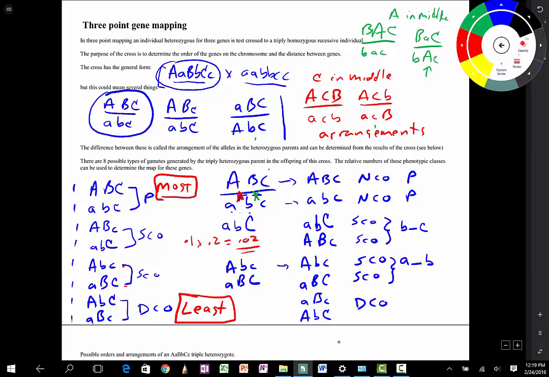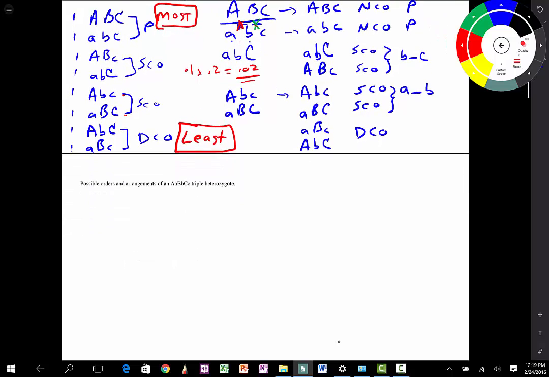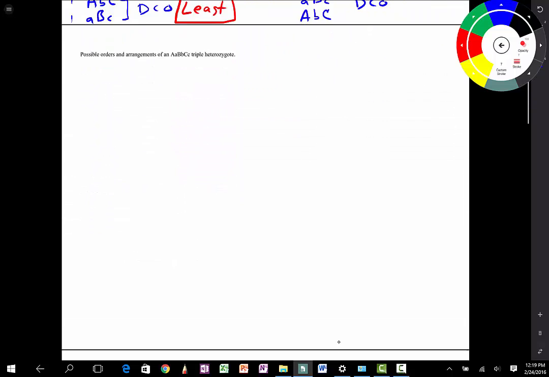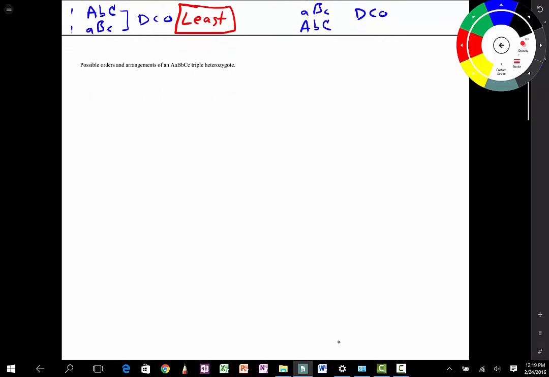And so we can look at that information to figure out sort of our starting point. We can identify the parentals, and then we can compare that to the ones that are the least, and we can figure out what our double crossovers are and everything else. And so I'll do one other example.